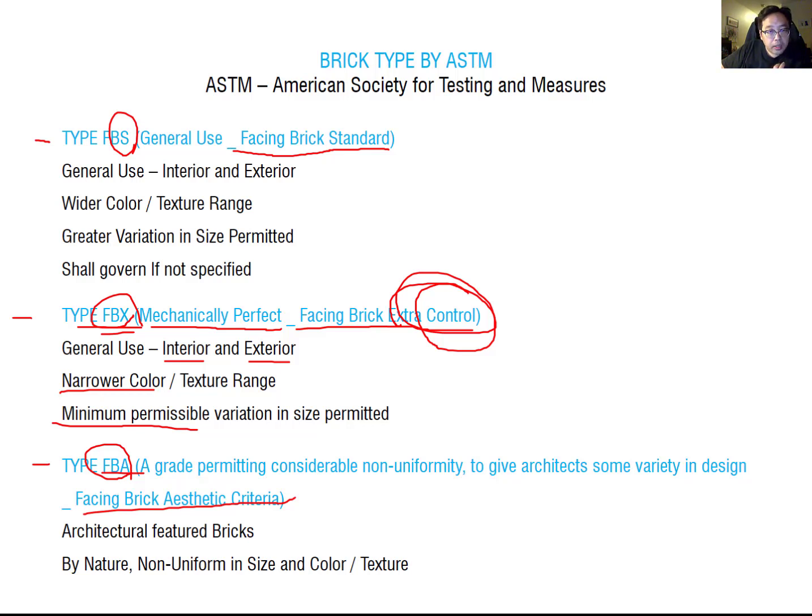But what about FBA? FBA is facing brick architectural. Simply understand that this is more about considering architecture, so it means it is more of a customized brick. It means the architect determines your elevation design. Depending on your purpose, you can decide the size of your brick. You can decide the color and the texture. So from the design proposal, you can customize your brick. When you customize brick, it is the FBA type. You have to understand the concept of FBS, FBX, and FBA, right?